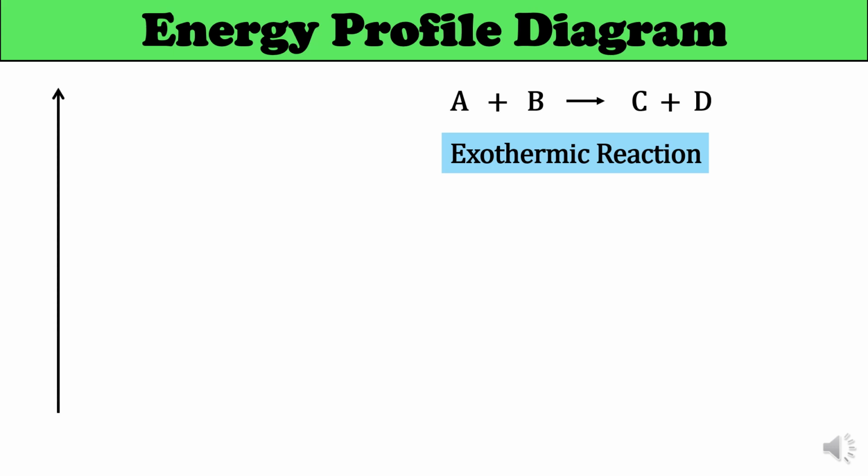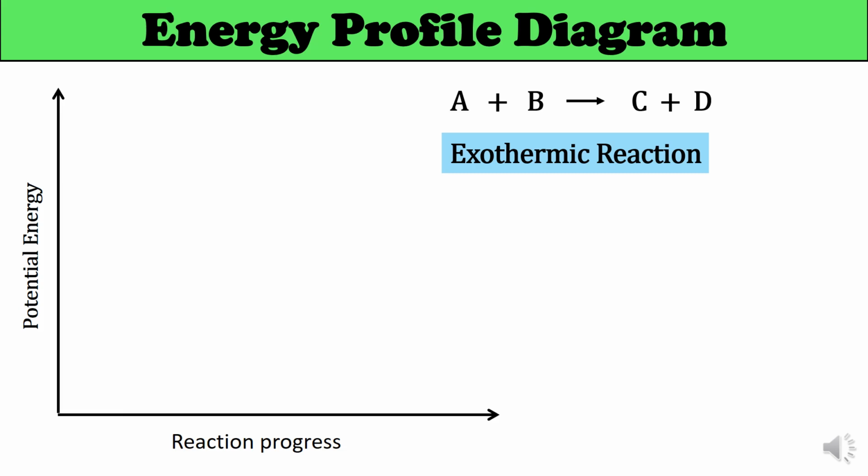First, you need to draw y-axis and label as potential energy. Next, draw the x-axis and label as reaction progress. Next, you need to draw the line as shown on the slide. So for exothermic reaction, the potential energy of the product is lower than reactant.